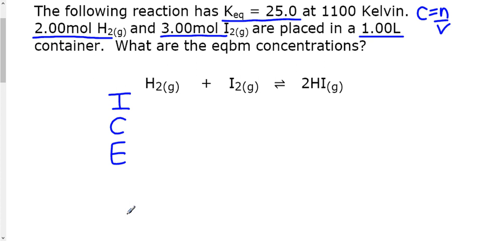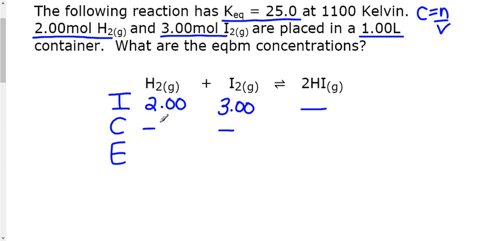So hopefully you gave that a shot. Let's take a look. So 2 moles in 1 liter is 2 moles per liter. So 2 for hydrogen. 3 moles in 1 liter is 3 moles per liter for iodine. Nothing was said about our product, so that starts off as 0. Same scenario as before, we've got some of our reactants. They're going to be converted into products. So they're both going to lose, and we're going to hold on to the same mole ratios.